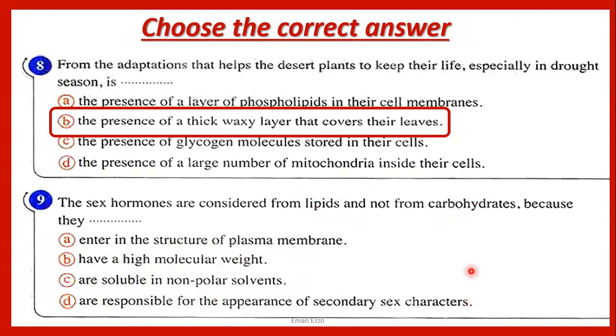Here we have our choices. The only thing that distinguishes lipids from carbohydrates in our choices is that they are soluble in non-polar solvent. Why didn't we choose are responsible for the appearance of secondary sex characteristics? Sex hormones do that, yes, that is their function, but it is not the reason why we say they are lipids and not carbohydrates. What makes us say they are lipids is that they are soluble in non-polar solvent, like benzene and carbon tetrachloride.